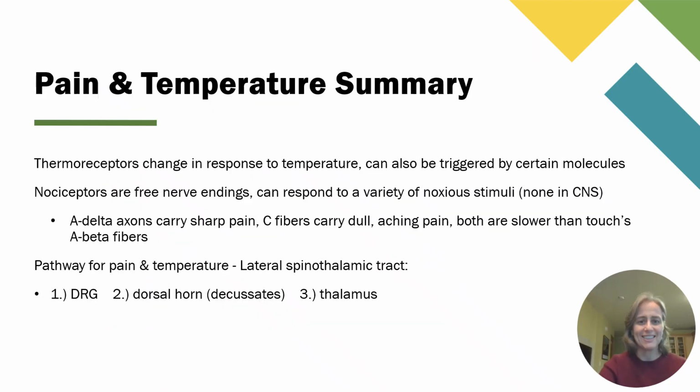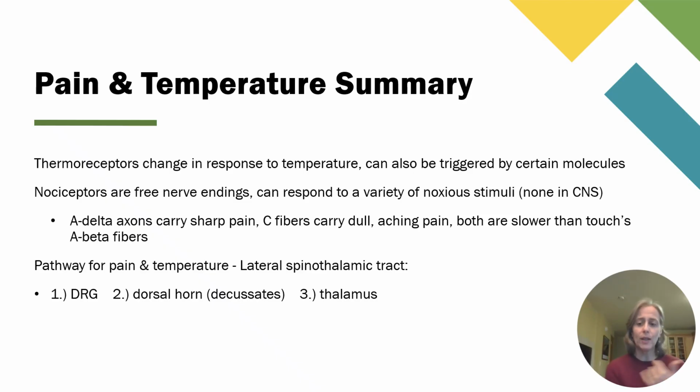Similar, but different. So in summary, for pain and temperature, thermoreceptors change in response to temperature and can also be triggered by certain molecules. Nociceptors are our pain receptors, which are also free nerve endings, and they can respond to a variety of noxious stimuli, but we don't have any in the central nervous system. They may have A delta axons, which carry sharp pain, or C fibers or C axons. We use fibers and axons interchangeably, I'm sorry, which carry that dull aching pain, both of which are slower than the A beta fibers that we have for touch. So you feel the touch first, and then the pain, and then the throb.